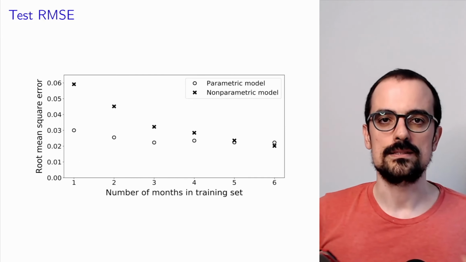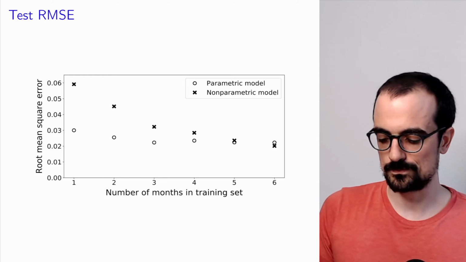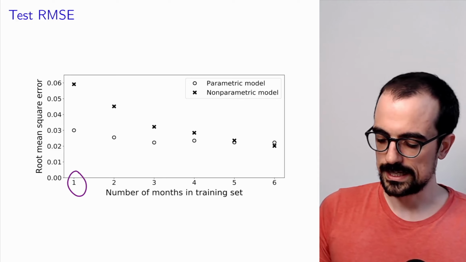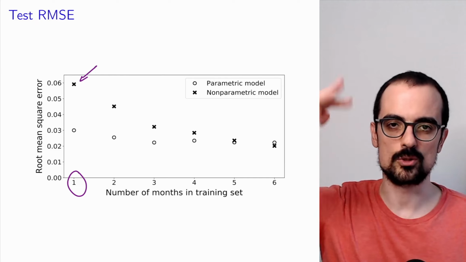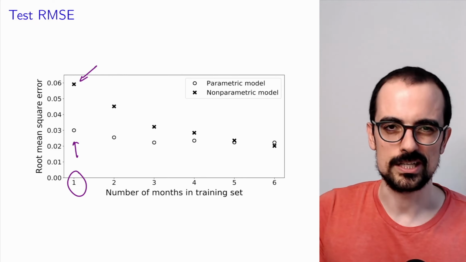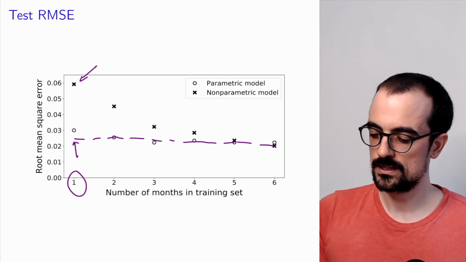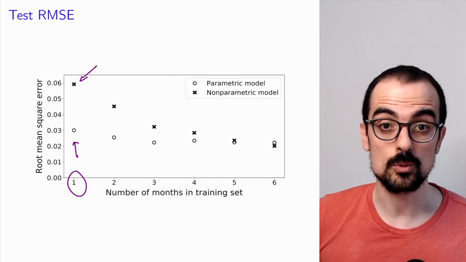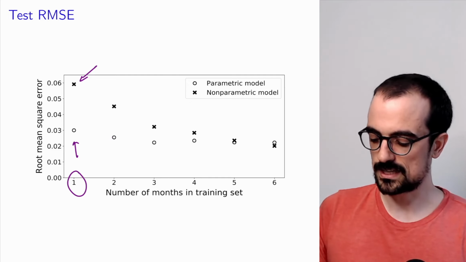Okay, but let's look at the test RMSE, the error that we see. We should remember what we were seeing. For one training month, the non-parametric model looked super noisy, and indeed its error is much higher than the parametric one. We also saw that the parametric model didn't really change when we changed the training data, and indeed its error is pretty much constant. We also saw that the non-parametric model seemed to improve quite a bit as we gathered more and more data, and that's exactly what we see here.